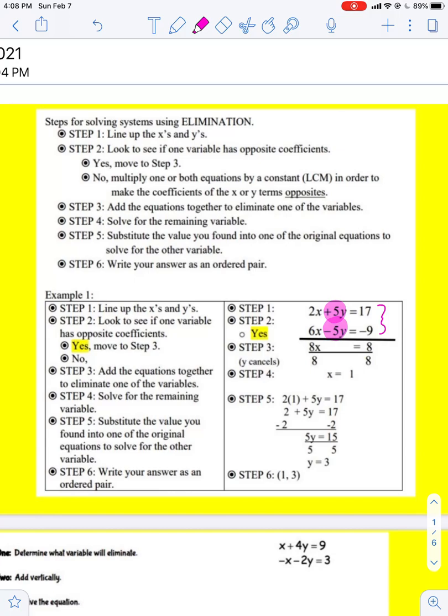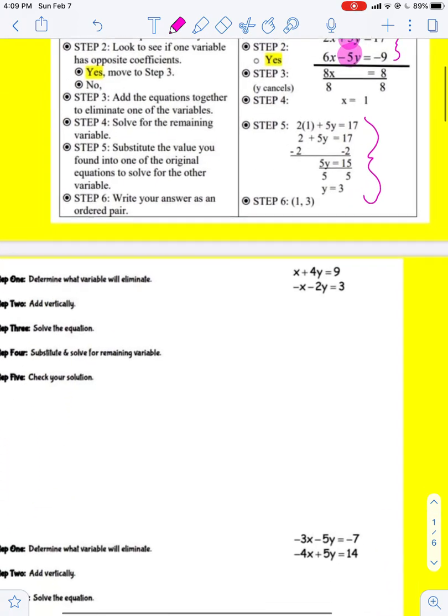So they added it together. 2x plus 6x is 8x, and then 17 plus negative 9 is 8. And then 5y plus negative 5y is 0. So we end up getting 8x is equal to 8. And then here they just solve that to get x is equal to 1. And then all they're doing in steps 6 and 7 right here is solving for y just the same way we did with the equal value method.